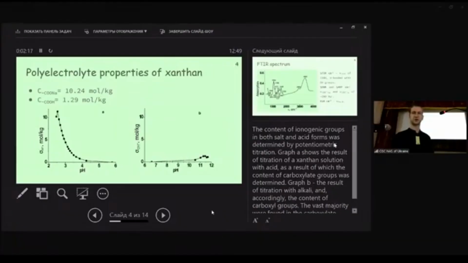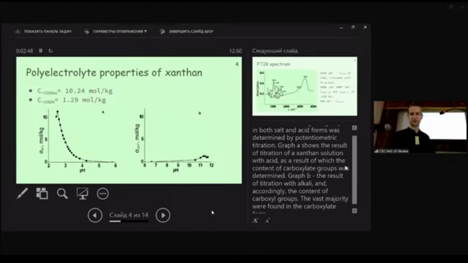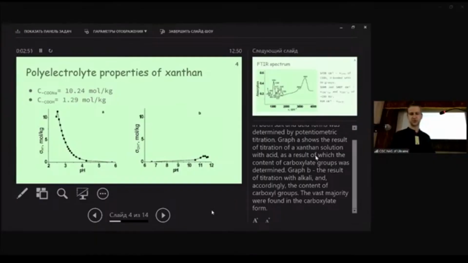The content of ionogenic groups in both salt and acid forms was determined by potentiometric titration. Graph A shows the result of titration of a xanthan solution by acid, as a result of which the content of carboxylate groups was determined, and the result is posted here. Graph B, the result of titration with alkali, and accordingly the content of carboxyl groups. The vast majority were found in the carboxylate form.